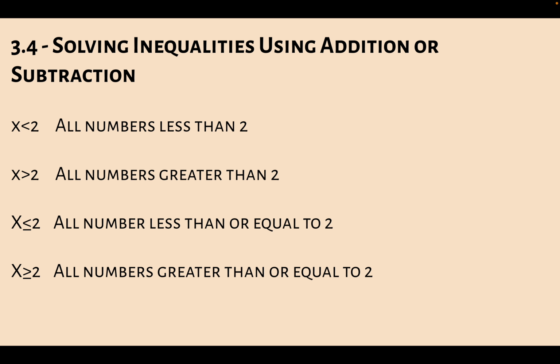For the third one, x is less than or equal to 2, all numbers less than or equal to 2 should be graphed using a closed circle because there is an option of equal to. Similarly, for the fourth one, x is greater than or equal to 2, all numbers greater than or equal to 2 should be graphed on the number line using a closed circle.